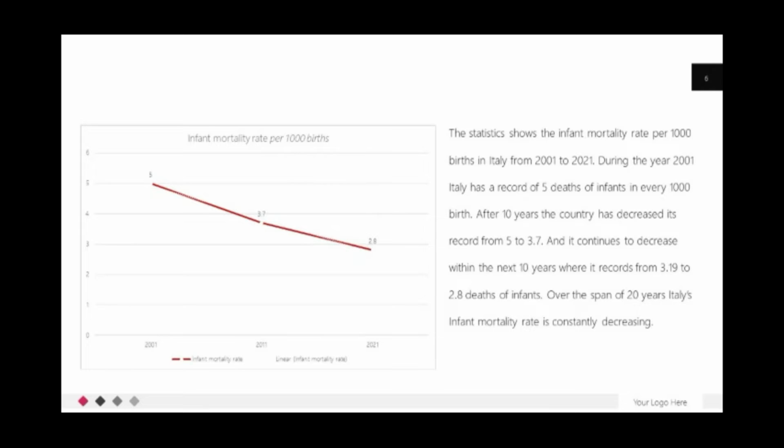Regarding the infant mortality rate in Italy, statistics show that the infant mortality rate per 1,000 births in 2001 was 5 deaths of infants in every 1,000 births. After 10 years, the country decreased its record from 5 to 3.7. And it continued to decrease over the next 10 years, from 3.19 to 2.8 infant deaths. Over the span of 20 years, Italy's infant mortality rate is constantly decreasing.